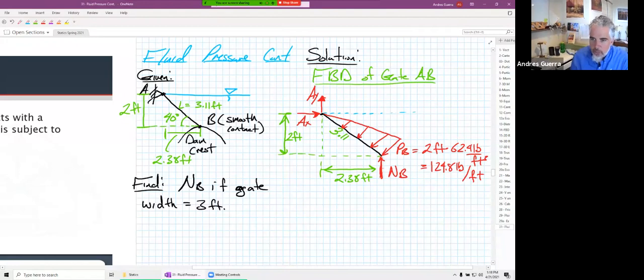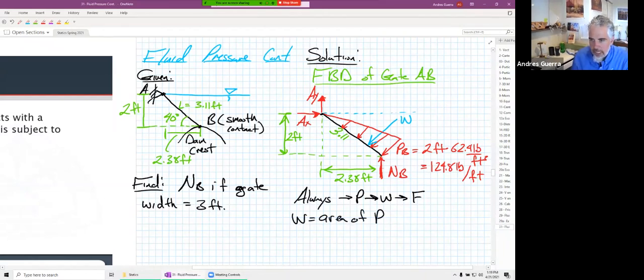And remember, we always did these 3 steps. We go from P to W to F. And that's how we did it when it was a vertical wall. And so we'll do it the same way, even when it's a sloping gate. So that means to get W, just like before, and I'll draw it right here, our W is just going to be equal to the area of the P distribution.